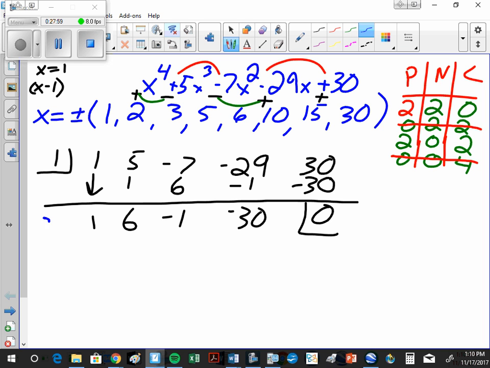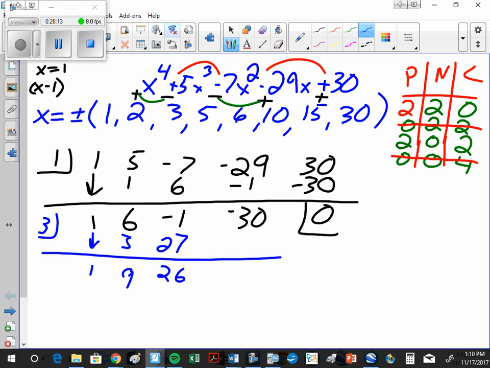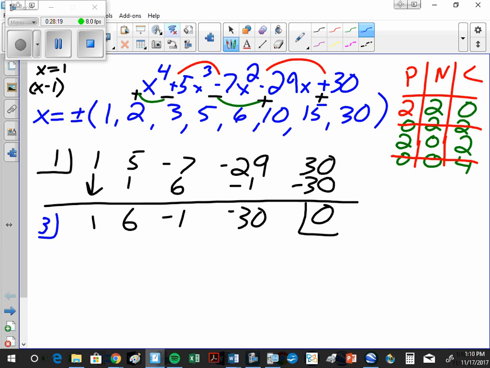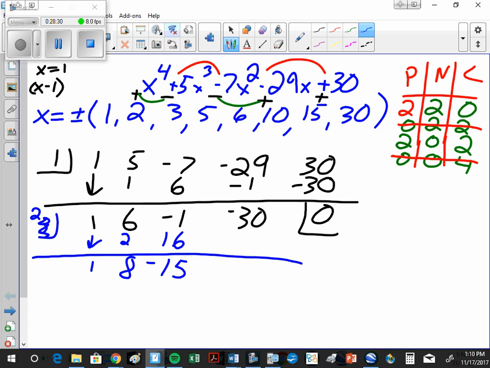So let's try another positive number. 3, let's try 3. 3, 9, 27, 26, and that's way too big. Okay, so 3 didn't work. How about 2? Let's try 2. 2, 8, 16, negative 15, nope, positive 15, 30, 0. So I now know that x equals 2 is a root, and x minus 2 is a factor. Okay, does the remaining polynomial factor?